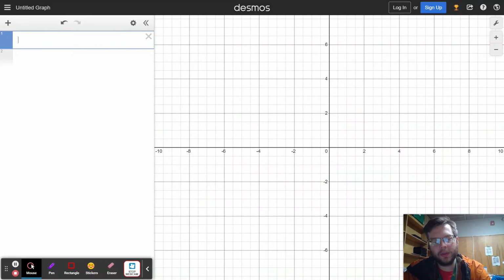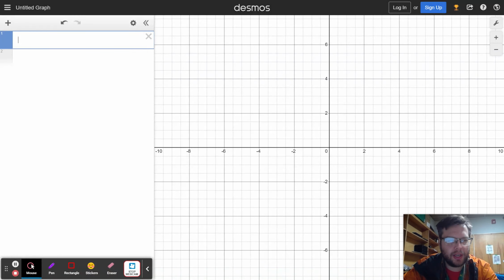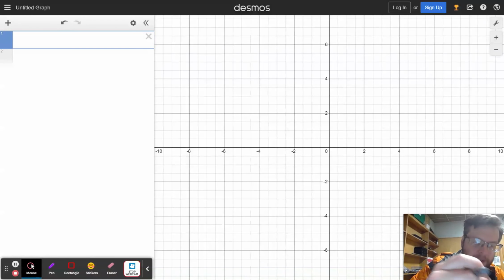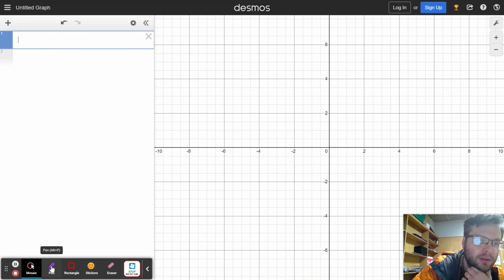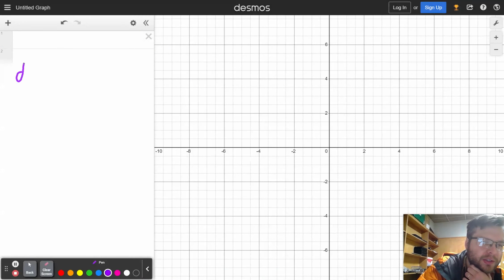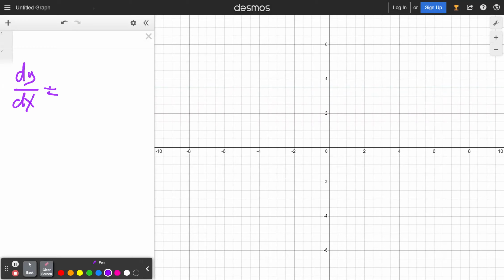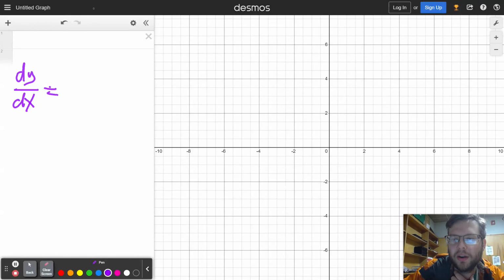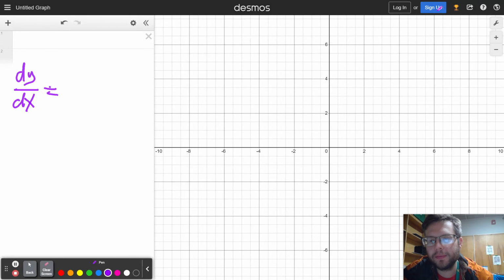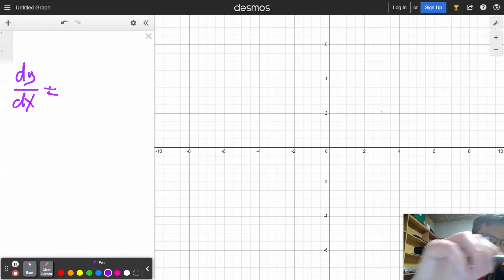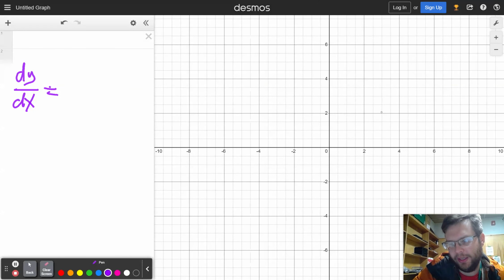So let's look at an example of something that we could solve, but that we can also approximate. If we had a differential equation, something like dy/dx equals... Okay, sorry about that. So if we've got a differential equation like dy/dx equals, we'll do something that is pretty easy to integrate actually.